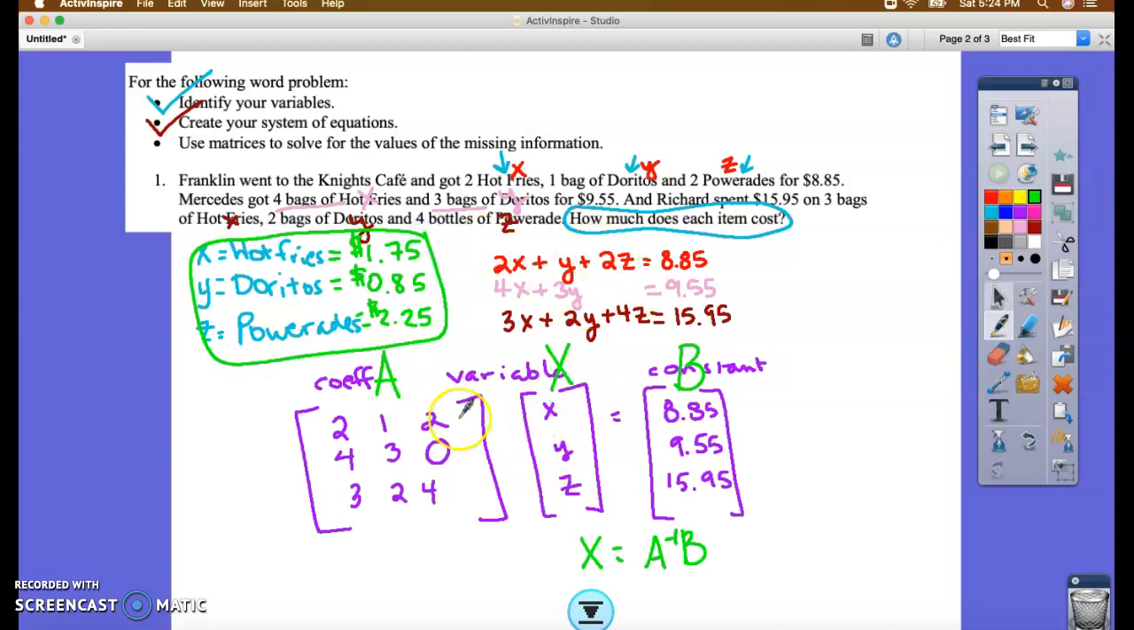In Algebra 1, this problem would have taken us a long time to do. If it was 2 variables, we could graph it, we could do substitution, we could do elimination. This is 3 variables, which would have been a lot of work. It probably would have taken up an entire page. As long as I am organized, coefficients, variables, constant, X is going to equal A inverse B all the time. I love matrices. They simplify life.